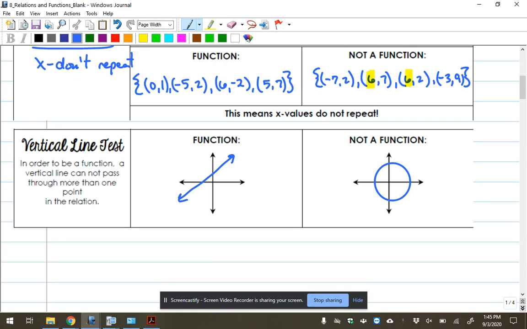Okay, so we have a circle there. If I drop a vertical line on that one, that dotted vertical line there, it touches that circle in two different places. So that fails the vertical line test. So that picture is not a function. The vertical line test decides if something is a function or not. Okay?